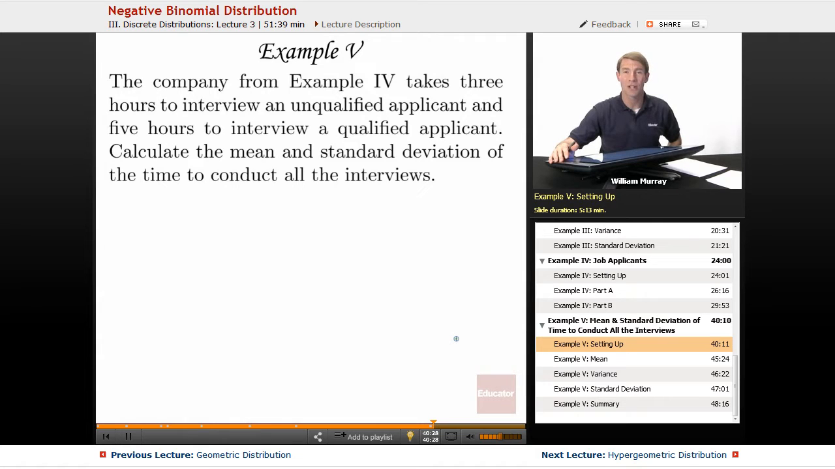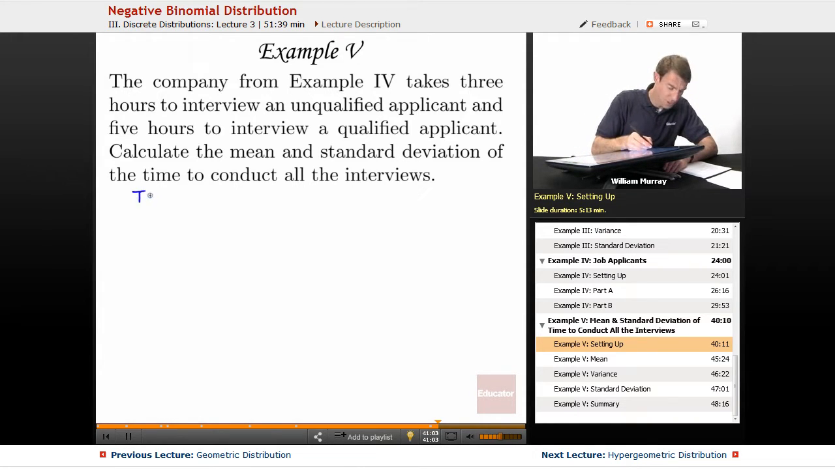What this company was doing is they're interviewing applicants for a job, and they have 3 openings. So they want to keep interviewing until they get 3 people worthy of their openings. And so now they're telling us that it takes them 3 hours to interview an unqualified applicant, 5 hours to interview a qualified applicant. So remember, we're going to keep interviewing until we get 3 total qualified applicants. So let's think about how long that will take and try to set up a formula for that.